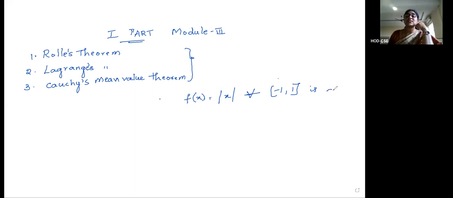Why is it continuous? Because between each and every point from minus 1 to 1, the function f of x is equal to mod x is always continuous and gives fixed values that we can plot on the graph. The points can be put on the graph. So it is always continuous.